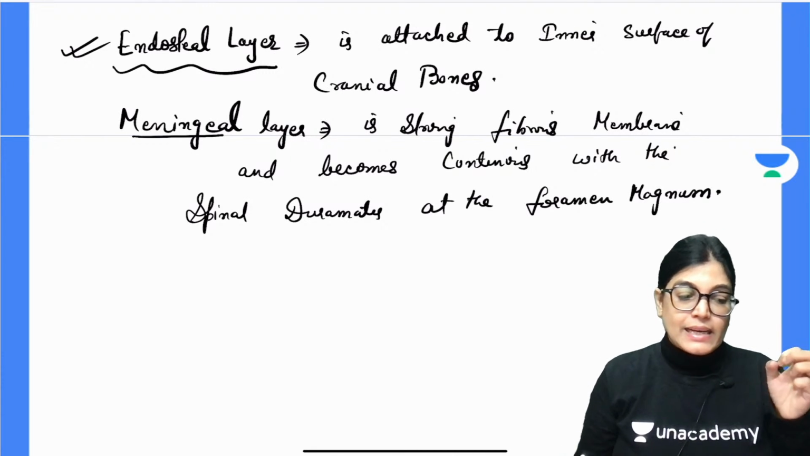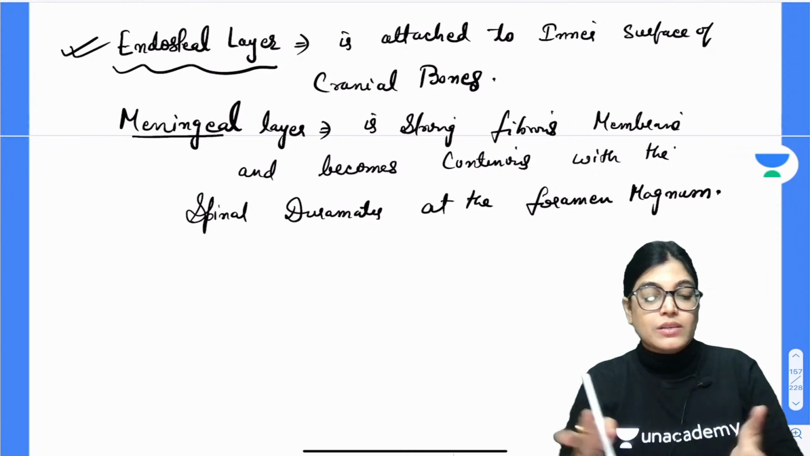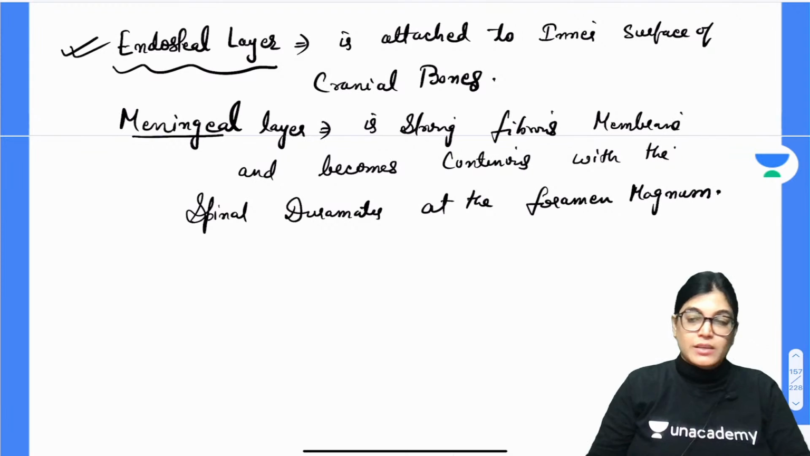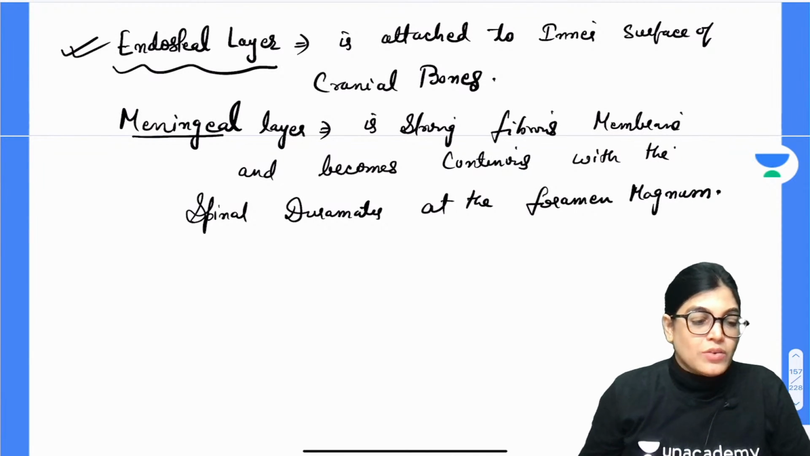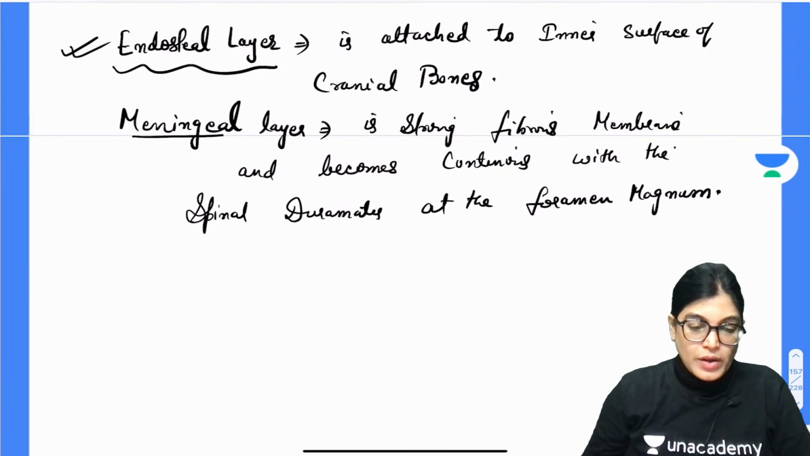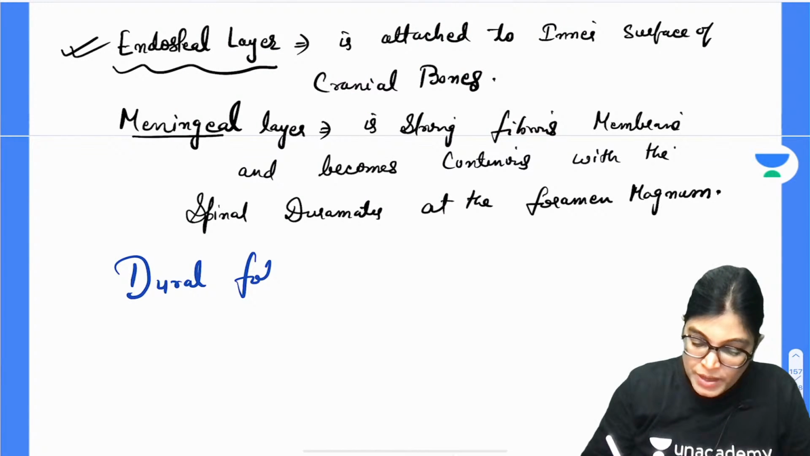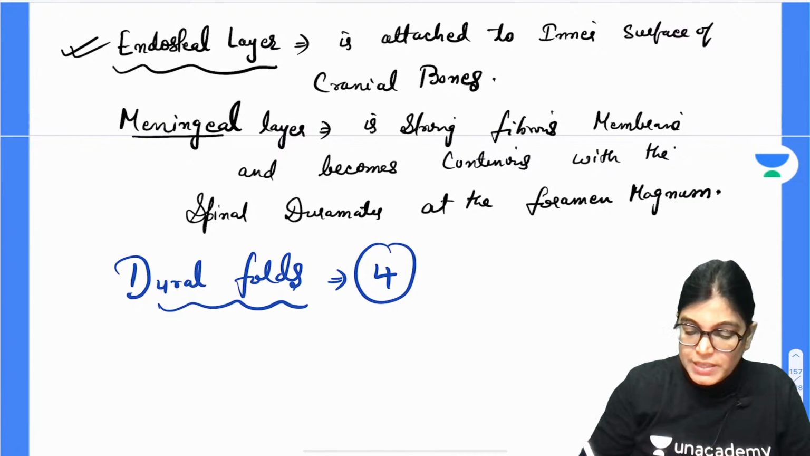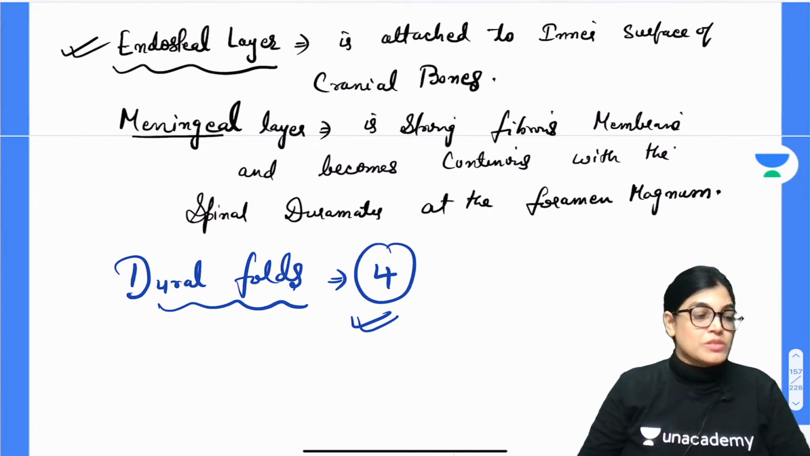It invests the cranial nerves in the osseous foramina and fuses externally with the epineurium of important cranial nerves like the optic nerves. Okay, so this is about the two layers, and now let us talk about the dural folds. In the cranium, we have four important dural folds which need to be explained one by one. What are these four folds which we have to study in detail?